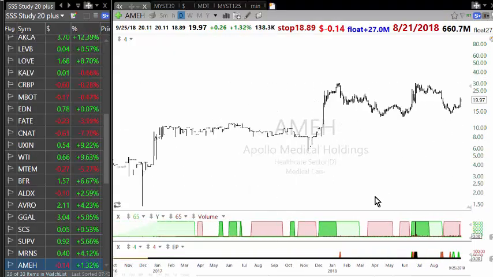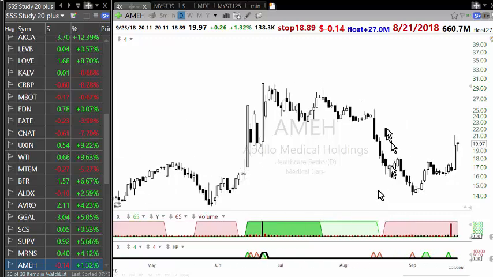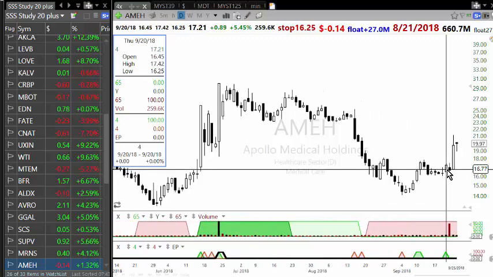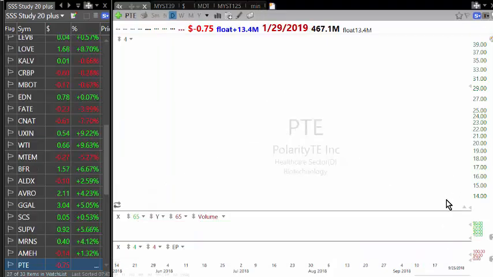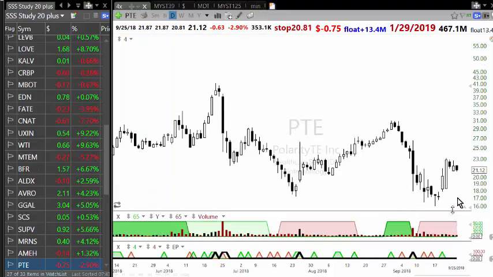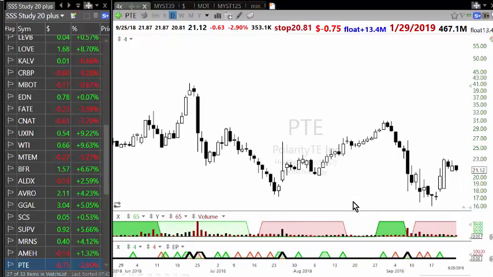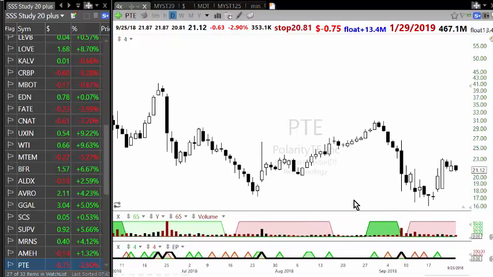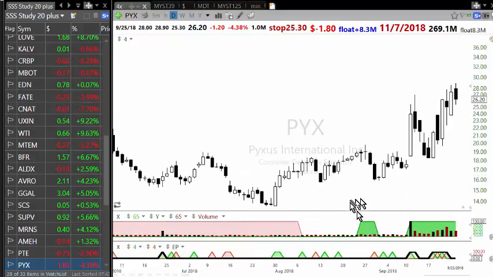Now again, this stock is not really near high or anything. It had corrected, and from the correction it made a 4% breakout, and this is the third day of that. Okay, Pen Therapeutics or Polarity T. Not near the high. This stock is near the high, so it's kind of a reversal setup.